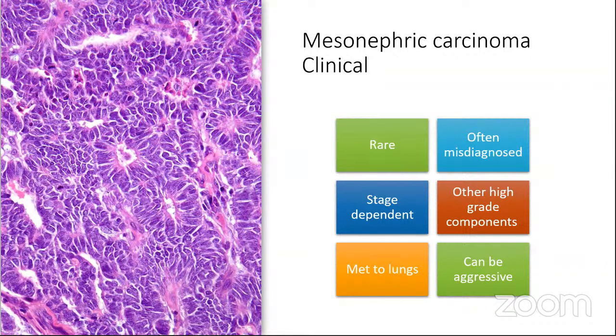However, they can be very aggressive, and the preferred site of metastases for these tumors is the lung. So oftentimes these patients will present with lung metastases, and it could even be 5, 10, 15 years down the line. The outcomes are likely stage dependent, but look out for other high-grade components like a sarcomatous component.